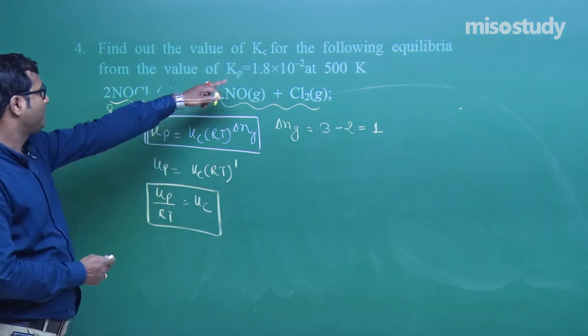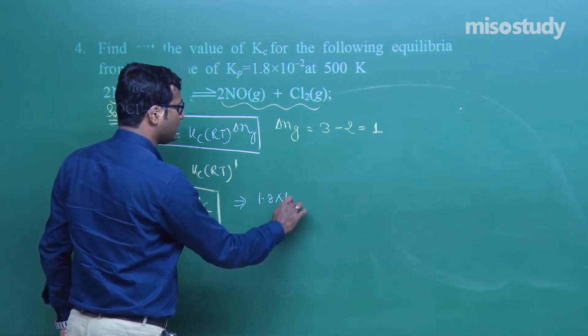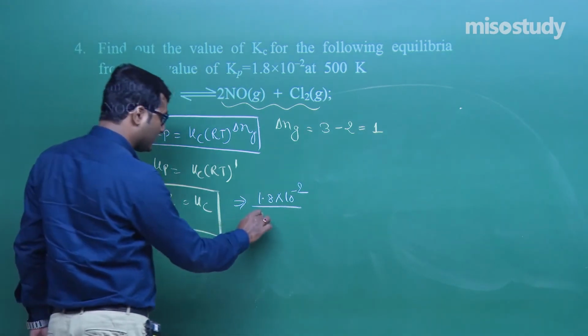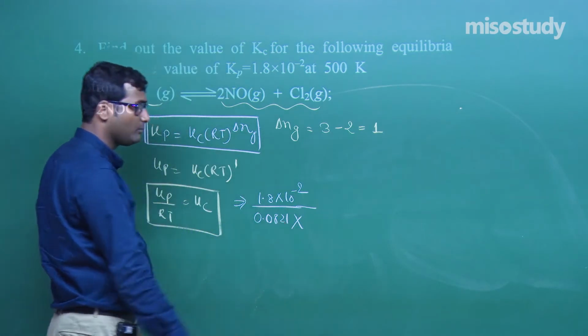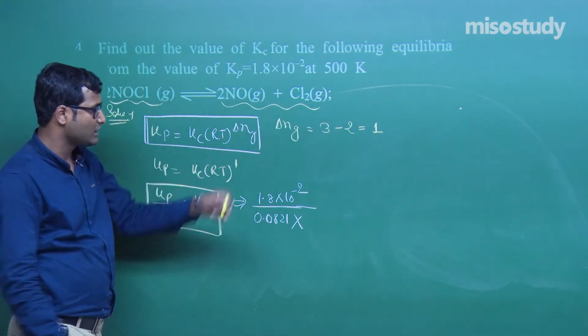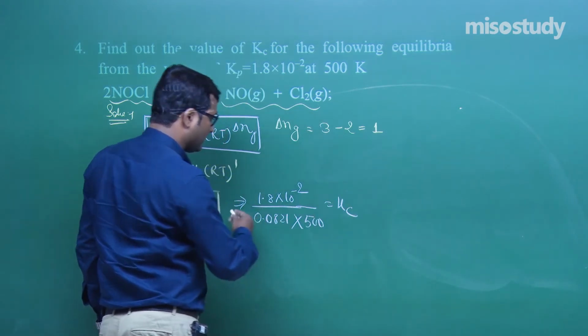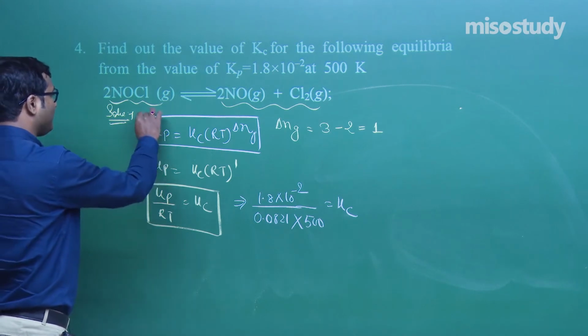What is Kp? Put the value: 1.8 into 10 to the power minus 2. What is R? We know R is equal to 0.0821 liter atm per mole per Kelvin. What is the temperature? That is 500 Kelvin. Put in the values for Kc. Now you solve, you will get the answer. A simple question.